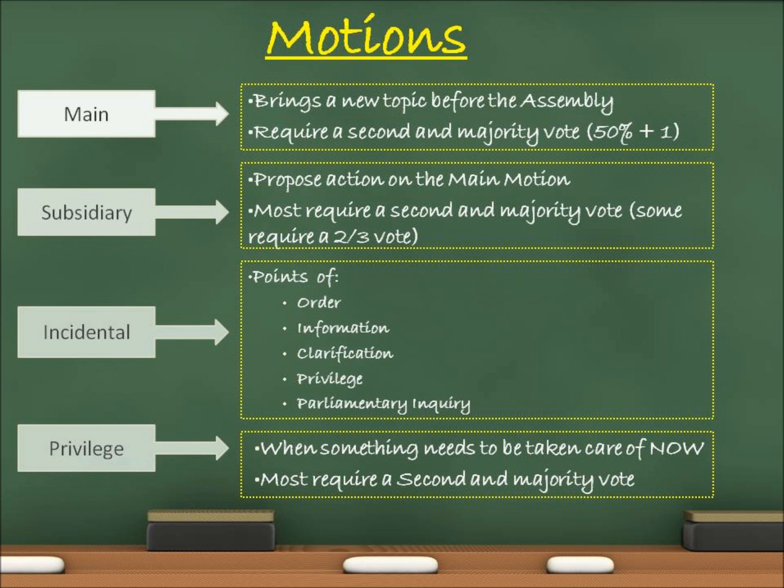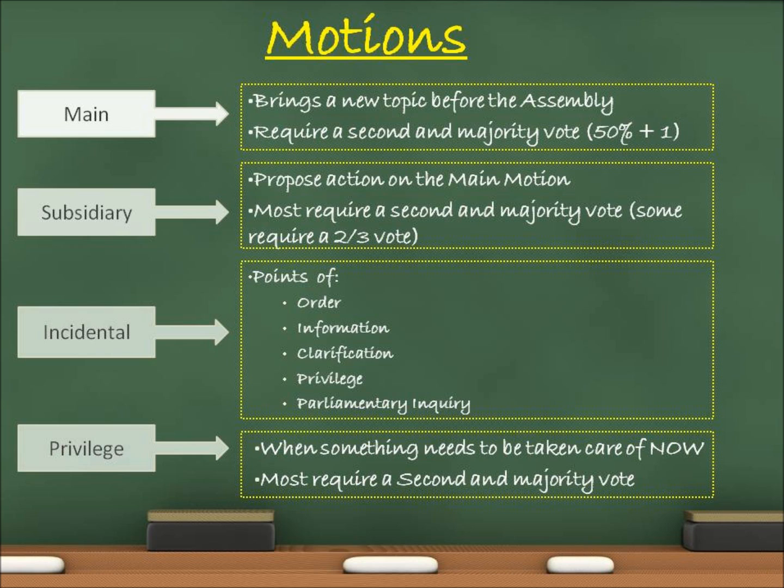For a meeting to run smoothly, there needs to be an interaction between the chair and the assembly. This is mainly accomplished through the use of motions. Motions are any formal proposal of action by the assembly. There are 4 types of motions. The first is a main motion. These motions bring a new topic before the assembly, and they require a second and majority vote. An example of a main motion would be a piece of legislation being brought to the table.